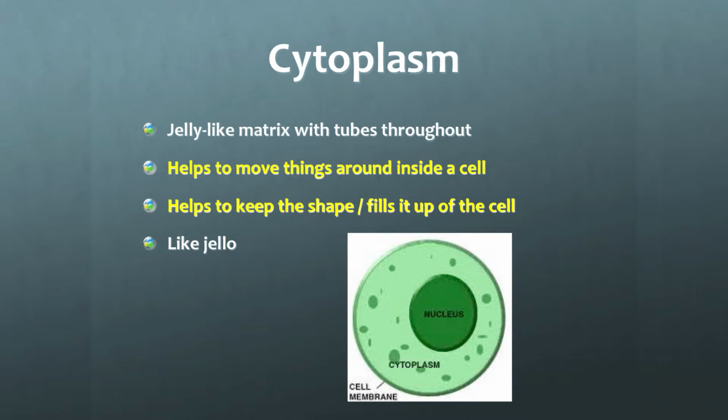Next up we have the cytoplasm. It's a matrix that has tubes throughout, and its job is to help move things around the cell and to help keep the cell's shape or to fill up the space that's not occupied by other organelles. So if you were to eat Jell-O with fruit in it, the cytoplasm would be like the Jell-O, and the fruit would be like all of the organelles. If we were to continue the analogy to the school, the cytoplasm would be like the hallways of the school. Helps things move around, kind of helps keep the shape. That's the purpose of the cytoplasm.